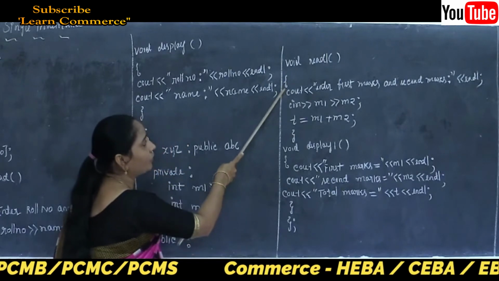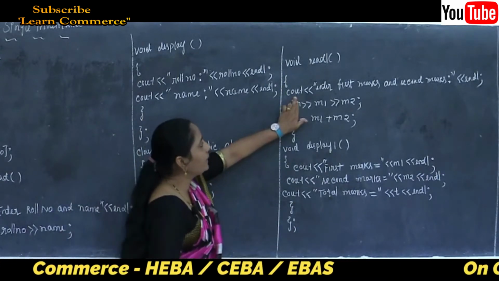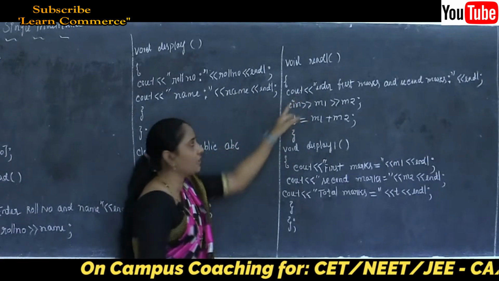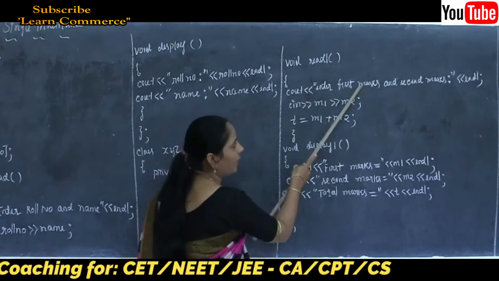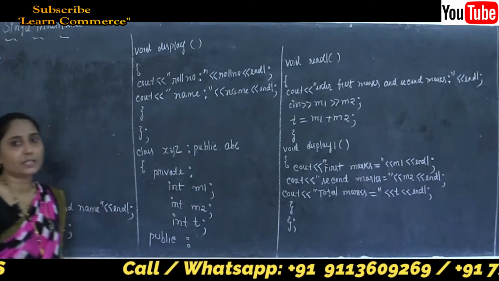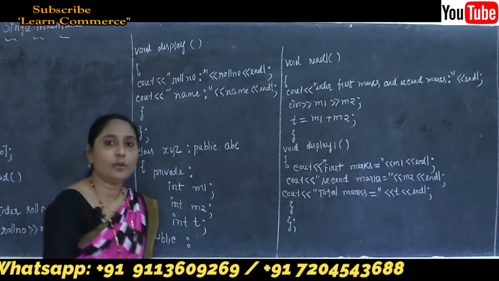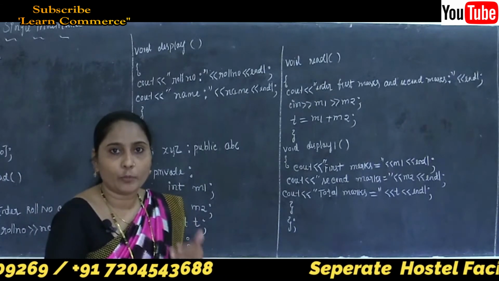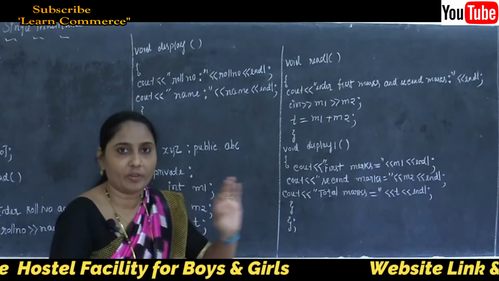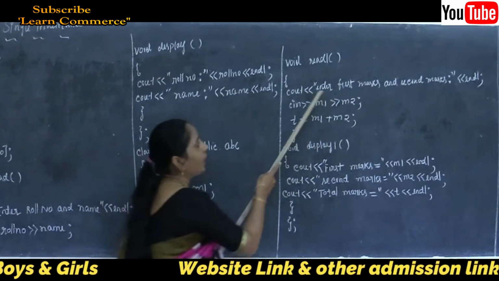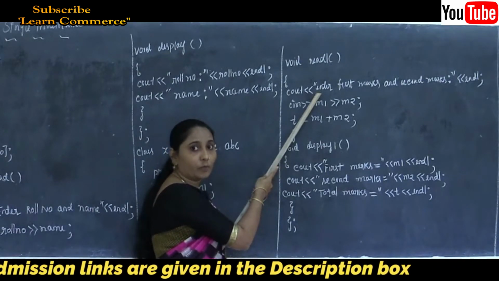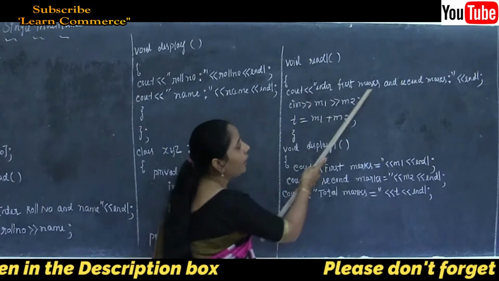Then opening of the flower bracket. Now in this case I want to display a message. The message is "enter first marks and second marks". Clear this point here? So why? Because read is equal to inputting of the information. So before inputting any data into the marks M1 and M2, first of all we need to display the information. So what's the information going to display?